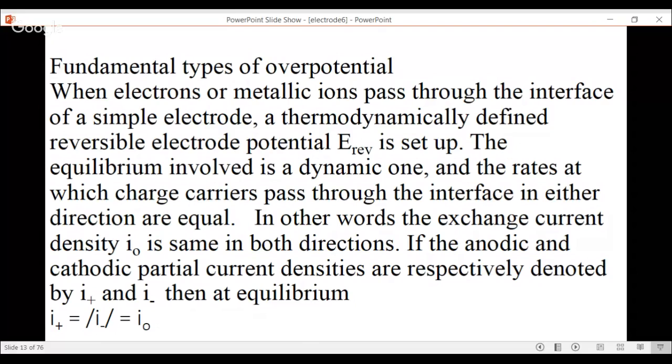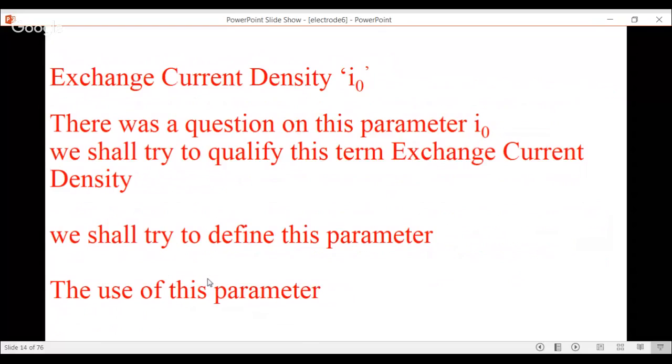Exchange current density is a fixed value, but it is the equilibrium value in the respective electrodes, I plus and I minus, or you can assume that it is anode and cathode, whichever way you want to look at it. Why are we worried about exchange current density? There was a question on this parameter I0. We shall try to qualify this term exchange current density later on, but we have defined the exchange current density today, that it is equal to the anodic current and the cathodic current when they are equal.